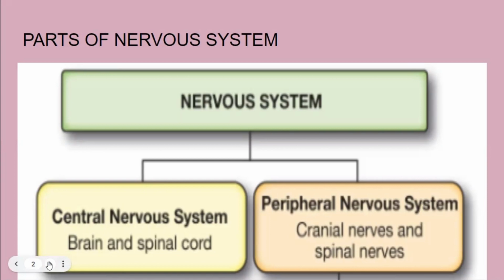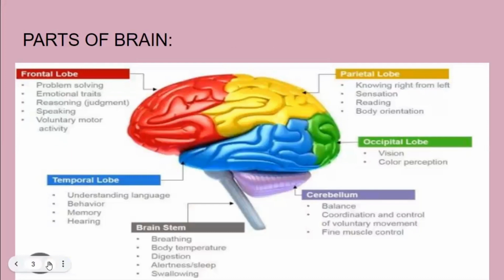Our nervous system consists of two parts: the central nervous system, which consists of our brain and spinal cord, and the peripheral nervous system, which consists of our nerves. Now see, this is our brain. This is a human brain or a mammalian brain, and our brain is divided into different sections, different parts, and each part has a different function.